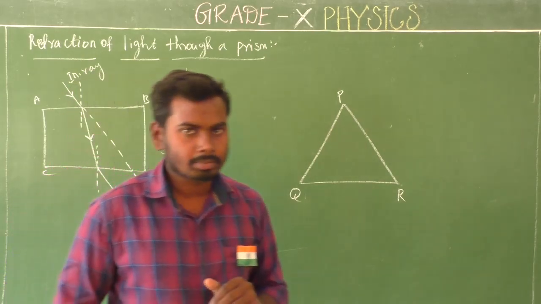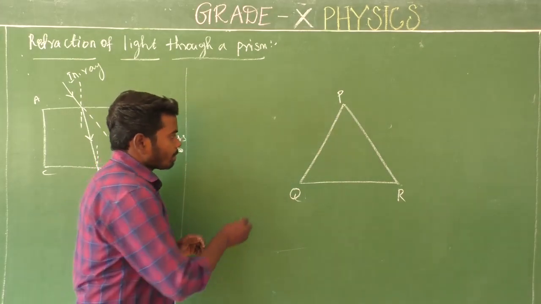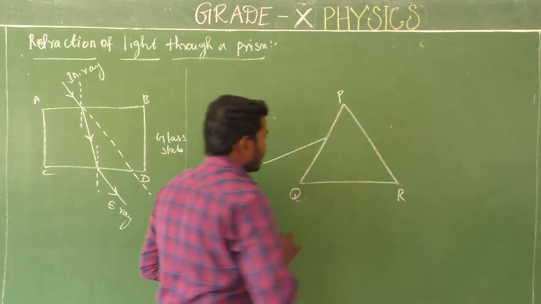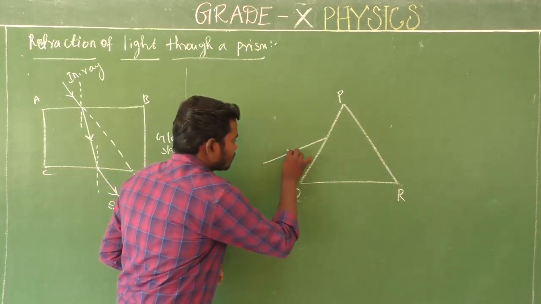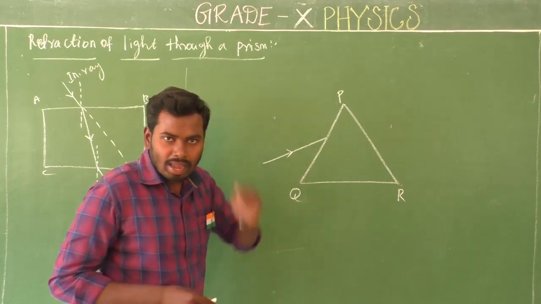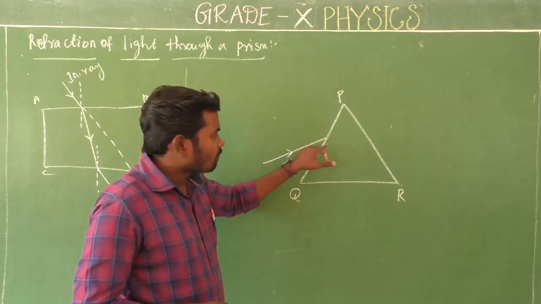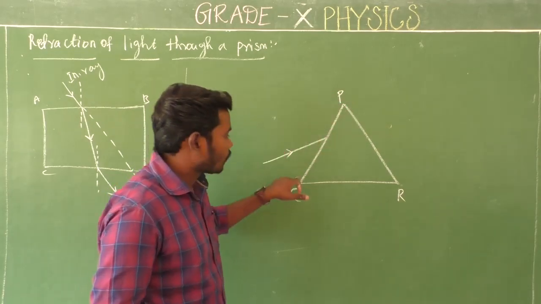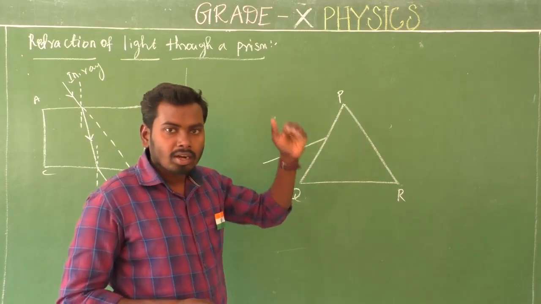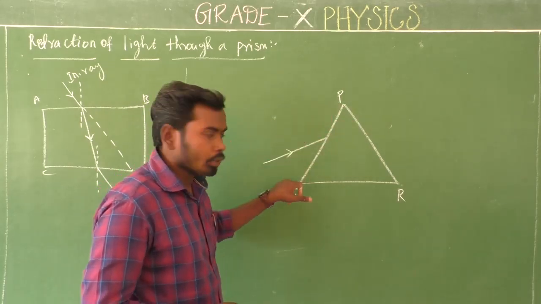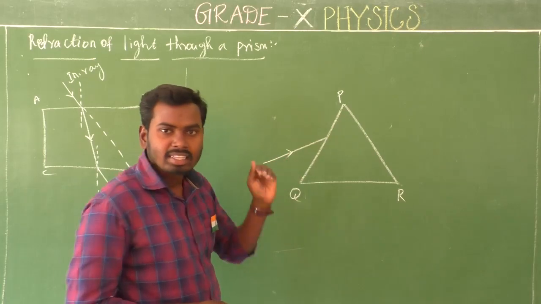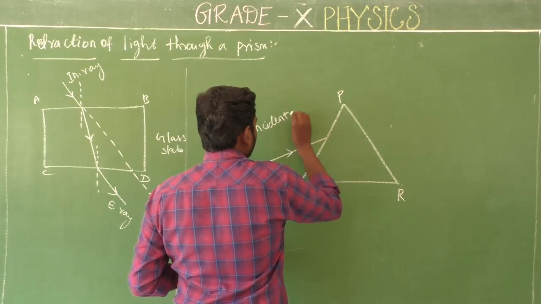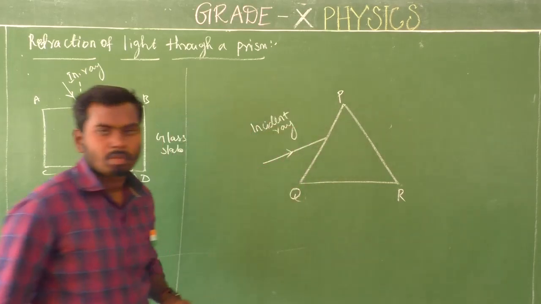Consider a ray of light like this. This ray of light falls on the surface PQ of the triangular glass prism. Is it clear? Actually, what is this ray? This is the incident ray.